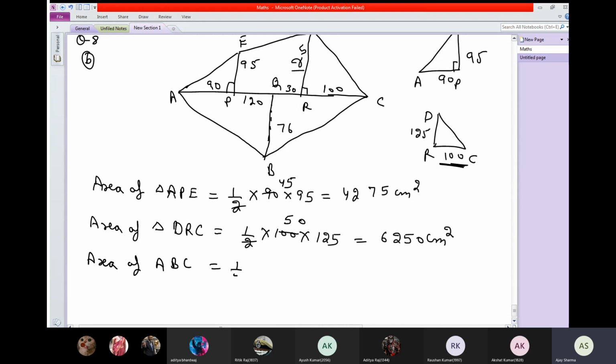Now find the area of the below triangle, and the name of the triangle is ABC. What is the formula of the triangle ABC? 1 by 2 into base into height. Now what is the base here? Base is your AC, 250. AC is your base, and AC equals 90 plus 120 plus 30 plus 100. That will be equal to 250. That is your AC. Base is your 250. And what is the height?